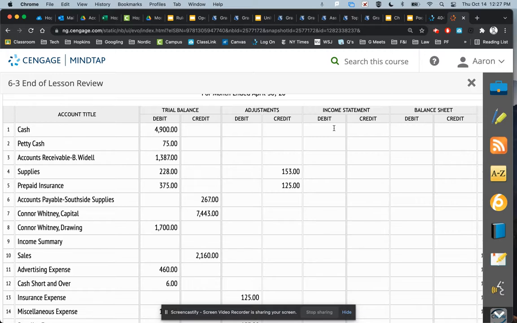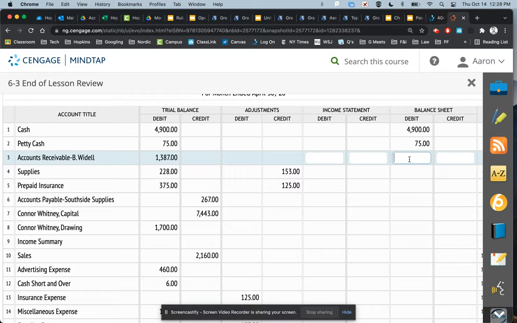So all we do is we have to just work down the line here and extend our balances. So cash has a debit balance of $4,900. We need to extend that to, what do you think? Does cash go on the income statement or the balance sheet? It is the balance sheet. So it has a debit balance. So now we are going to extend that over to the debit side of the balance sheet column. Petty cash, same thing. $75. It's an asset, has a debit balance. We're going to move it.